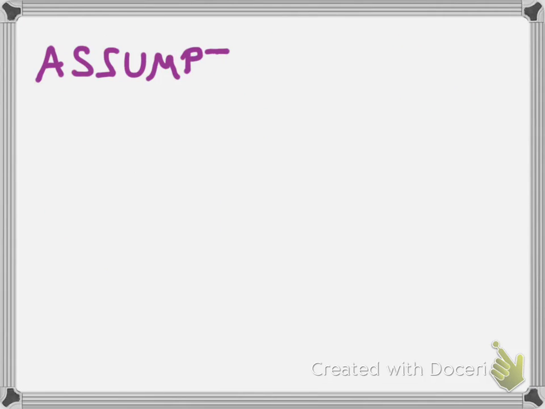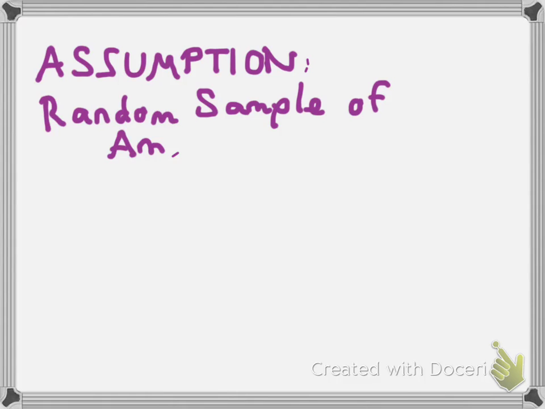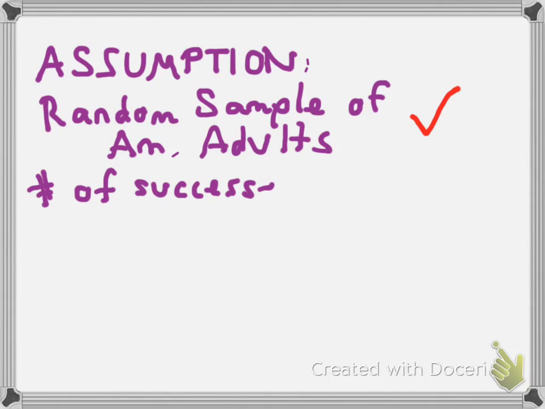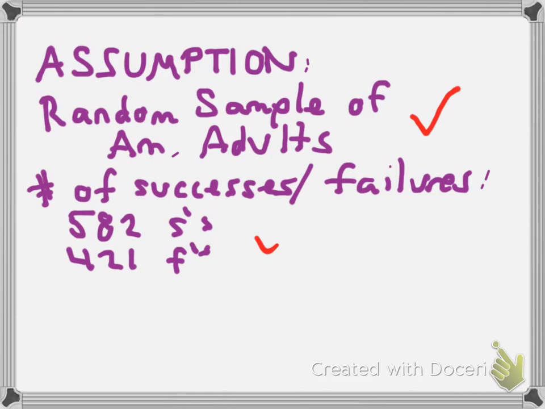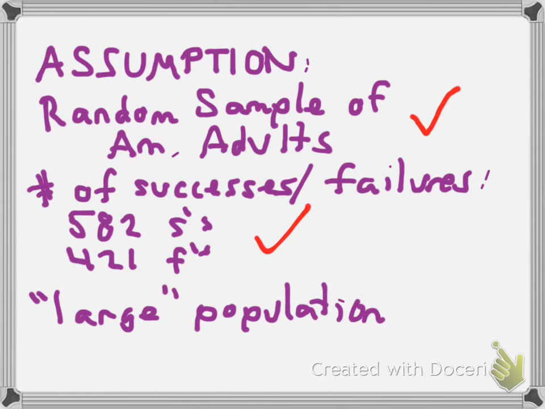But we need to look at this point, before we start putting things into the calculator, are the assumptions for this problem met? First of all, we have to have a random sample of American adults, and we do. The problem says we have a random sample. We also have to make sure the number of successes and failures is sufficiently large. Here there were 582 successes and 421 failures, and they're both greater than 10, so we're in good shape there. We also have to make sure we have a large population, and we do. This survey is about American adults, and there's certainly a large population there.